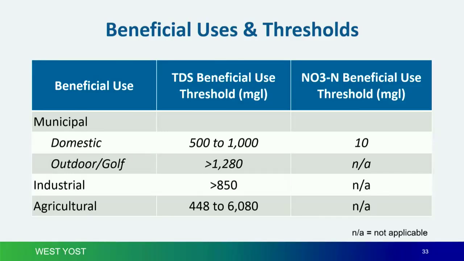And each one of those crops has a different beneficial use threshold. And it's actually pretty interesting because they can further subdivide those beneficial use thresholds based on crop yield. But we're looking here at the total range that we've researched in the literature and worked with some of the agricultural interests in the valley to come up with these beneficial use thresholds for agricultural land uses.